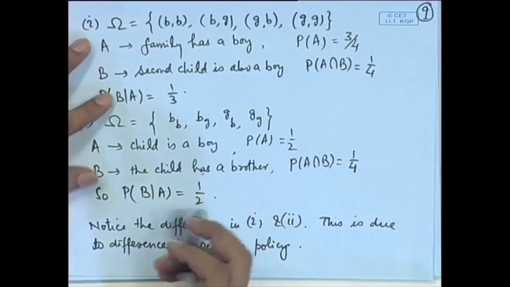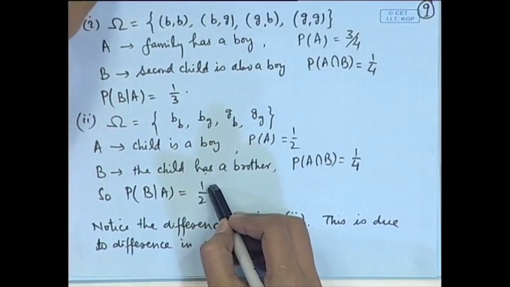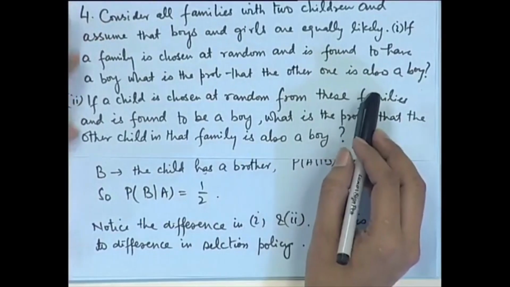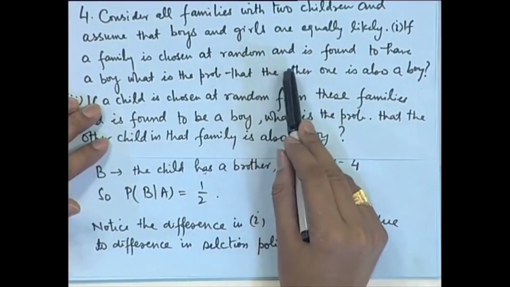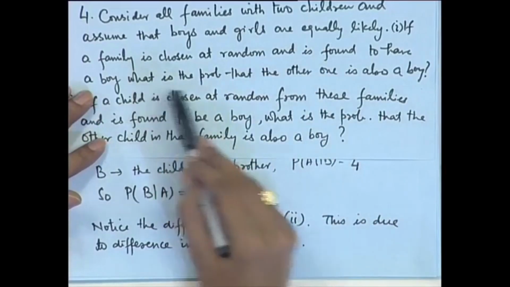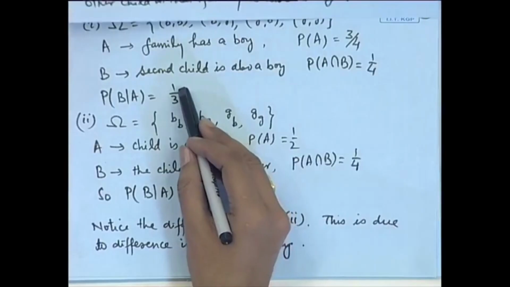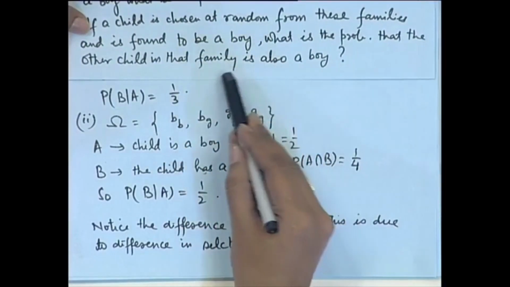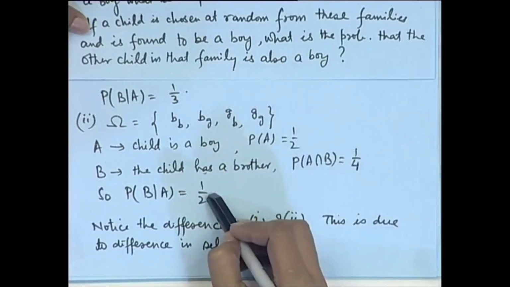So, probability of B given A becomes half. Notice here, the answer in the beginning may look to be the same. If a family is chosen at random and is found to have a boy, what is the probability that the other one is also a boy? We are getting the answer as 1 by 3. Whereas, in the second case, the child is chosen, what is the probability that the other child in the family is also a boy? Here it is half.